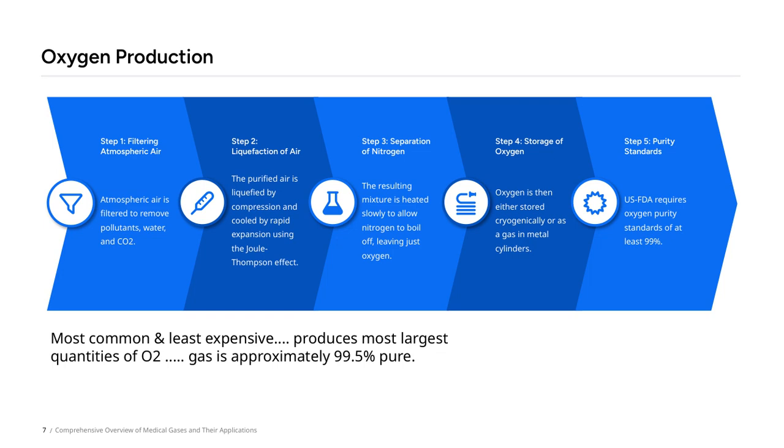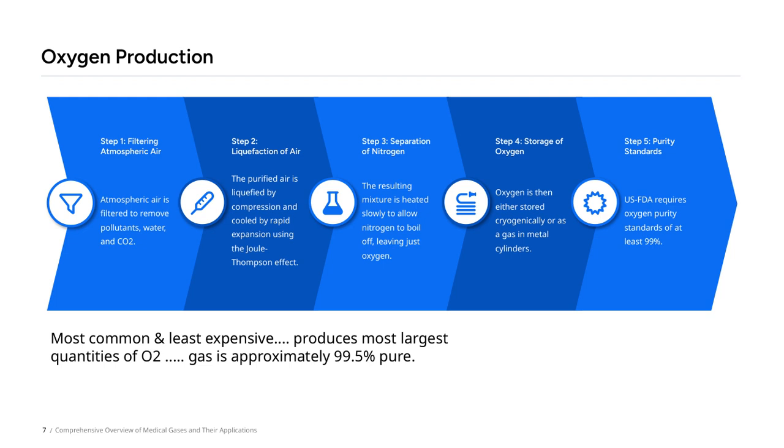Now, let's take a look at oxygen production, which is a critical part of our overall discussion on medical gases and their applications. First, it's important to note that the US FDA requires oxygen to have a purity of at least 99%. This standard ensures that the oxygen used in medical settings is safe and effective for patient care. Moving on to how oxygen is stored. After production, it can be stored either cryogenically, which involves extremely low temperatures, or as a gas in metal cylinders for easier handling and transport.